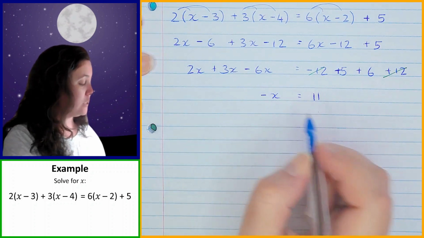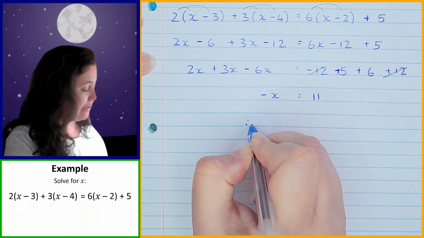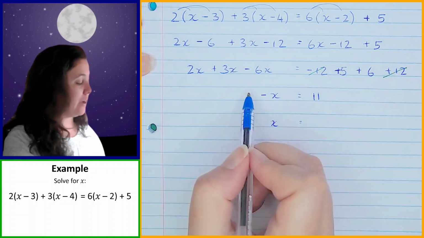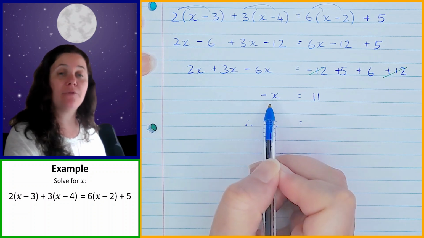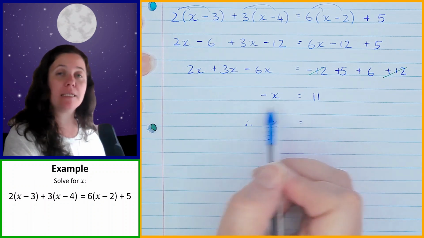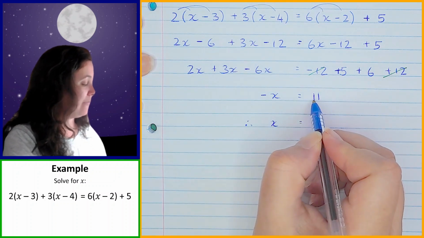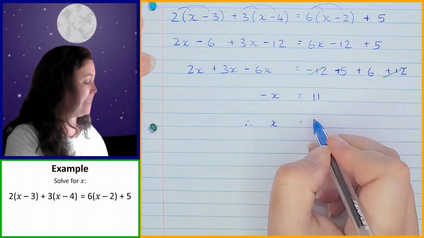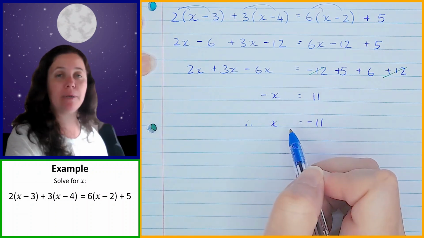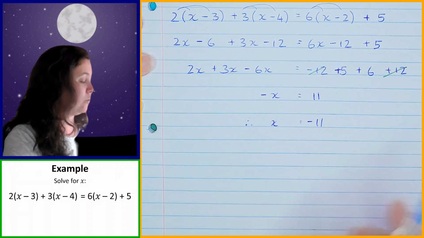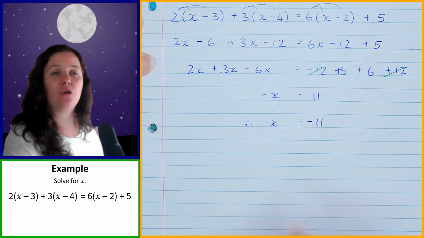So to get positive x, I'm going to have, therefore, x equals, I'm going to divide by the coefficient of x. So if the coefficient is negative 1, I need to divide both sides by negative 1. So that's going to be 11 divided by negative 1, which gives me negative 11. And then this becomes positive x because I divided by negative 1 as well. So I have x equal to negative 11. So that's how we would solve that equation.